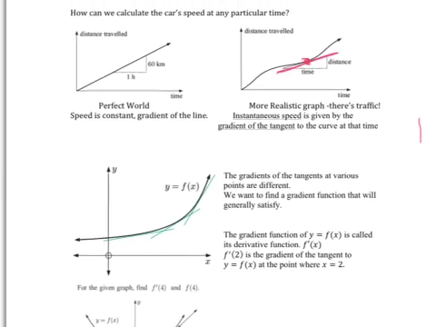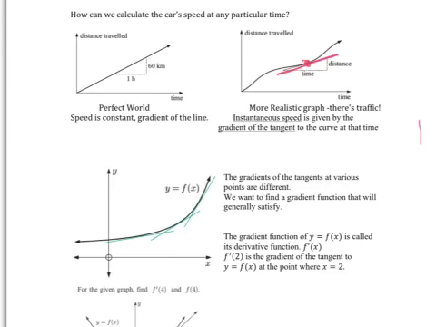Let's move on to the next graph. The gradient of the tangent at various points are different. We want to find a gradient function that will generally satisfy. Right now, we are interested in just the interval of the times, but later on, we're going to generalize the gradient function, which fits the whole graph. The gradient function of y equal to f of x is called its derivative function. So f prime of 2 is the gradient of the tangent to y equal to f of x at the point when x is equal to 2.